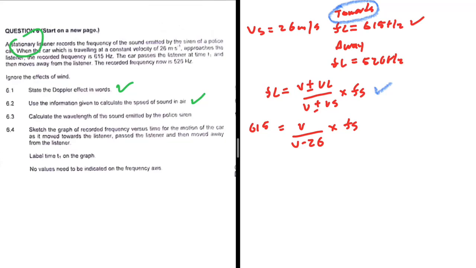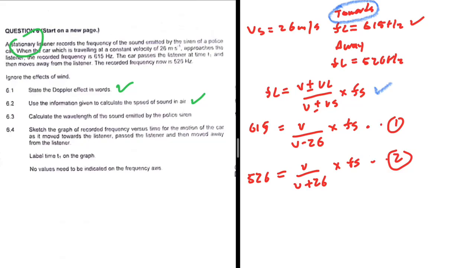Let's take a look at the case where it is moving away. When it is moving away, the observed frequency is 526 hertz. And then we have V divided by V plus 26, multiplied by Fs. Fs is the same because that is the emitted frequency. So we have these two equations, equation 1 and equation 2, and what we need to do is solve simultaneously.